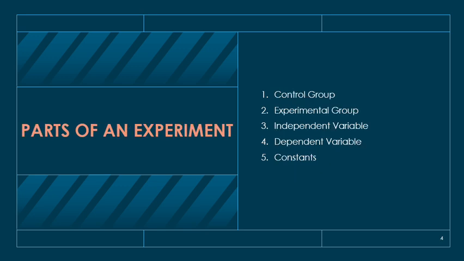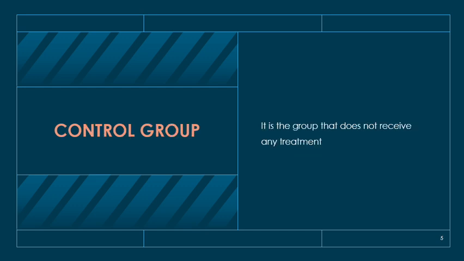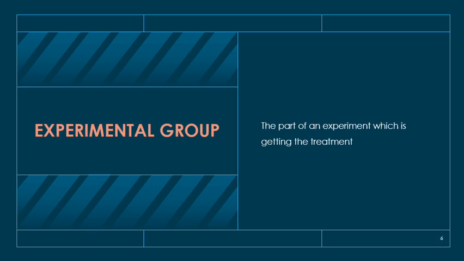The parts of an experiment are the control group, experimental group, independent variable, dependent variable, and constants. The control group is any group that does not receive any treatment. Again, we will be doing an example at the very end. I'll let you guys solve it, then I'll show you how I got the answers. So just wait and watch for a minute. Our experimental group is the part of an experiment which is getting the treatment.